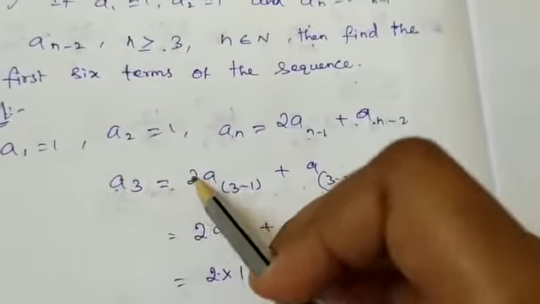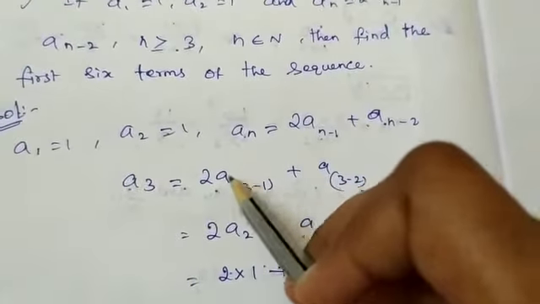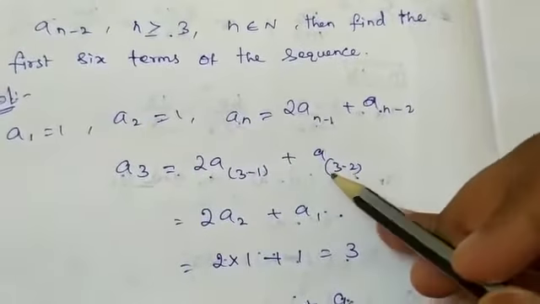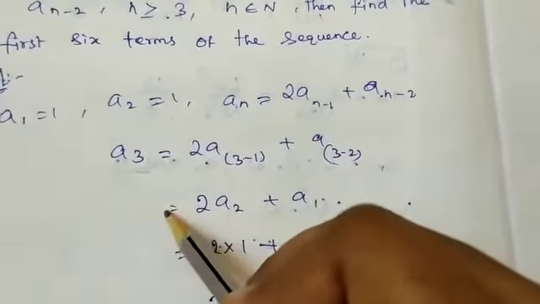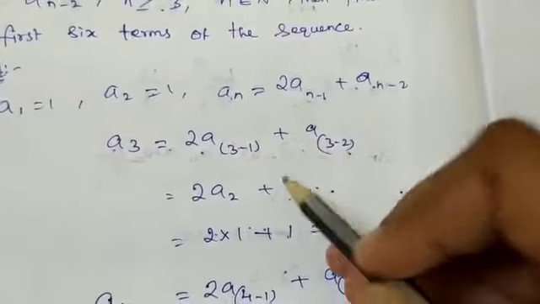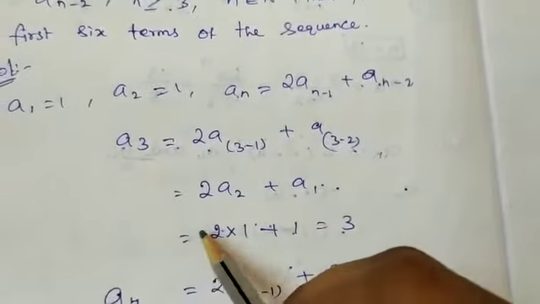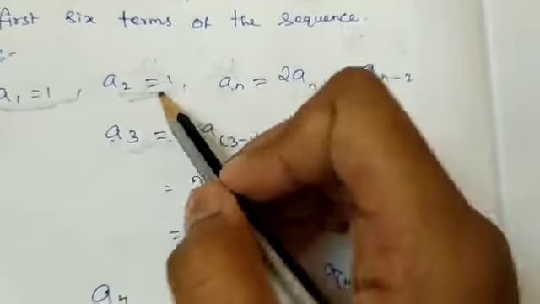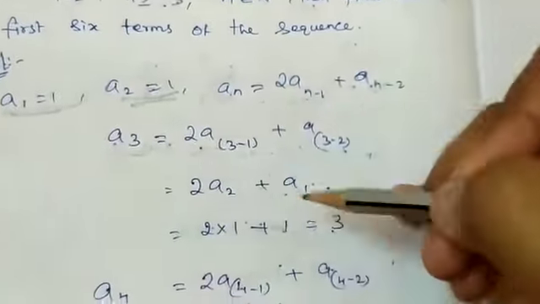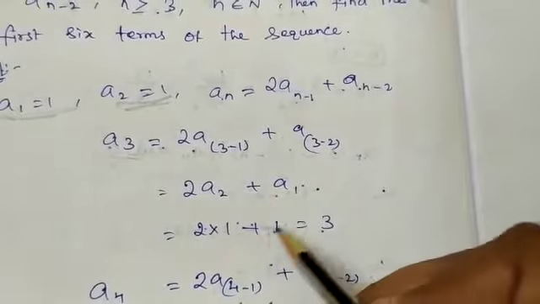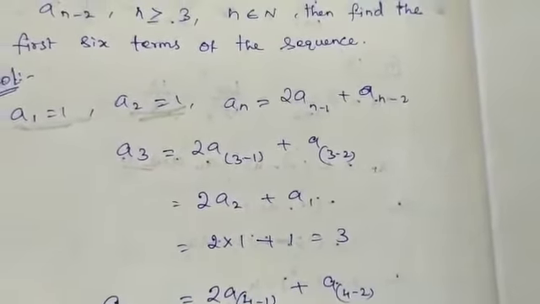a3 equal to 2a, we are substituting 3 in the place of n. So, we will get 3 minus 1 plus a 3 minus 2. So, 2a 3 minus 1 is 2, plus a 3 minus 2 is a1. From here only we are taking the value. a1 and a2 are already given. So a2 value is 1 and a1 also is 1. So 2 into 1 plus 1, that is equal to 3.